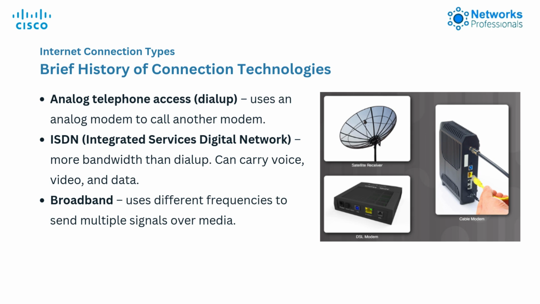Analog telephone access, dial-up. Dial-up is one of the earliest forms of Internet access. It uses an analog modem that connects to the telephone line to call another modem and establish a connection. The data transfer rate is very slow compared to modern standards, and the connection blocks the phone line while in use. Though outdated today, it laid the foundation for Internet connectivity.